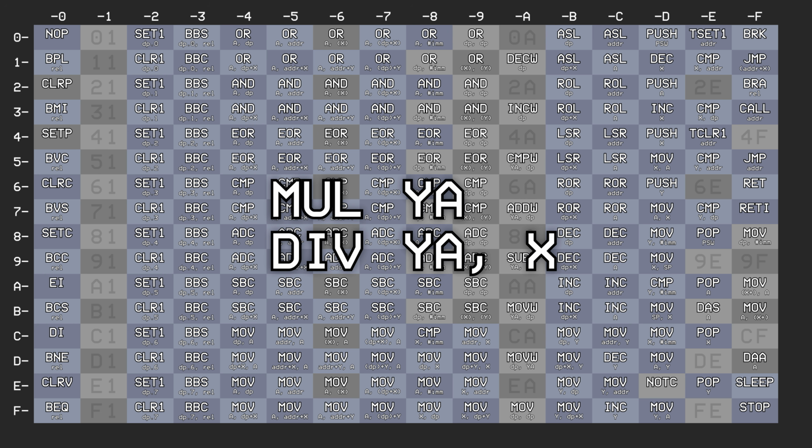The SNES's main CPU has to rely on extra hardware within the 5A22 chip that includes memory-mapped multiplication and division registers that you have to write to and read from.